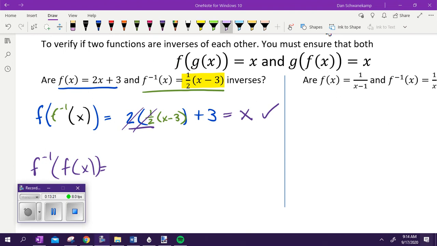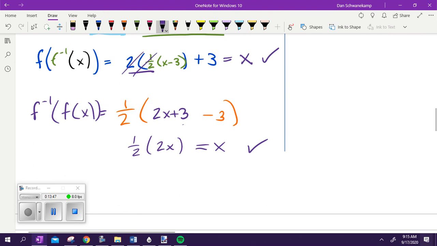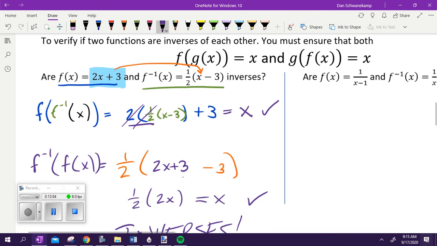This time we're substituting in the other way. So we're starting with this 1/2 x minus 3. And I'm starting with this 2x plus 3, and I'm substituting it in for x. So I'm getting 1/2 parentheses minus 3. And all I'm doing is plugging in 2x plus 3 right here. The 3 and the minus 3 cancel. So I'm left with 1/2 times 2x. Oh yeah, the 1/2 and the 2 cancel. I'm given just x. Since those two things are true, these are inverses. It is just saying, yep, it is a true statement. F of g of x, g of f of x, we get inverses.